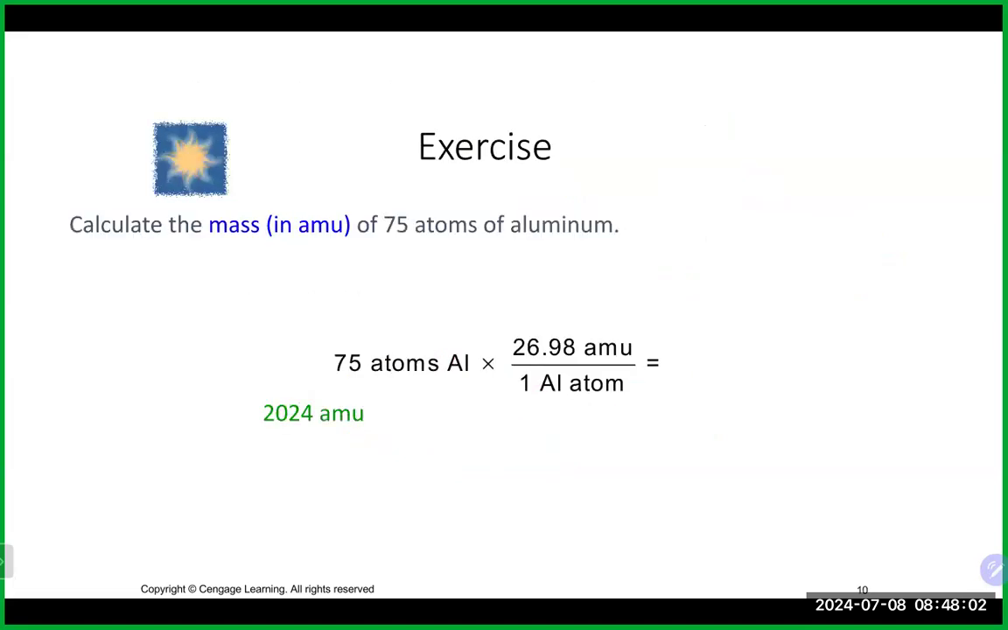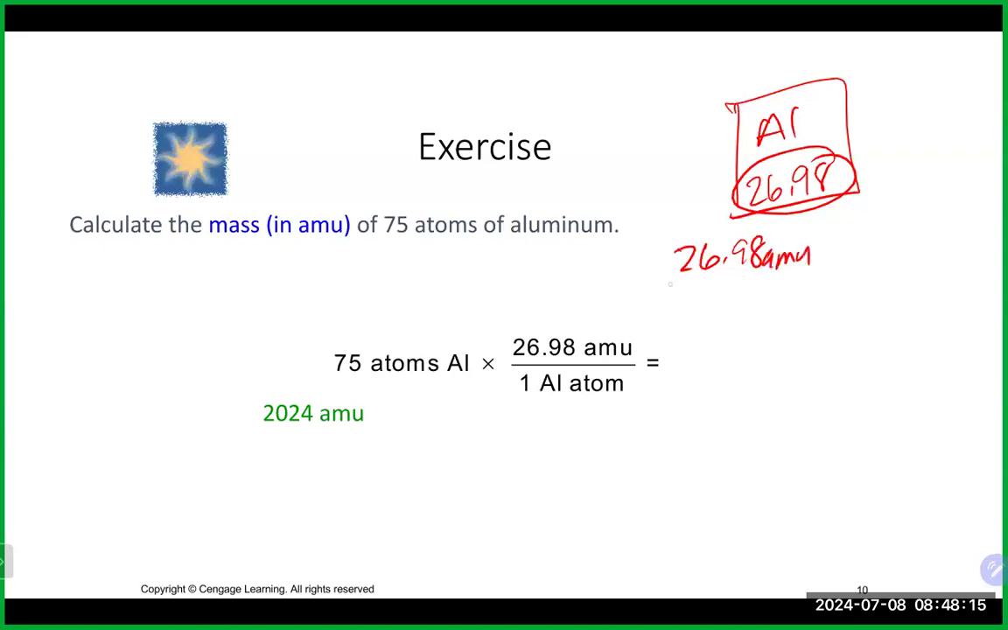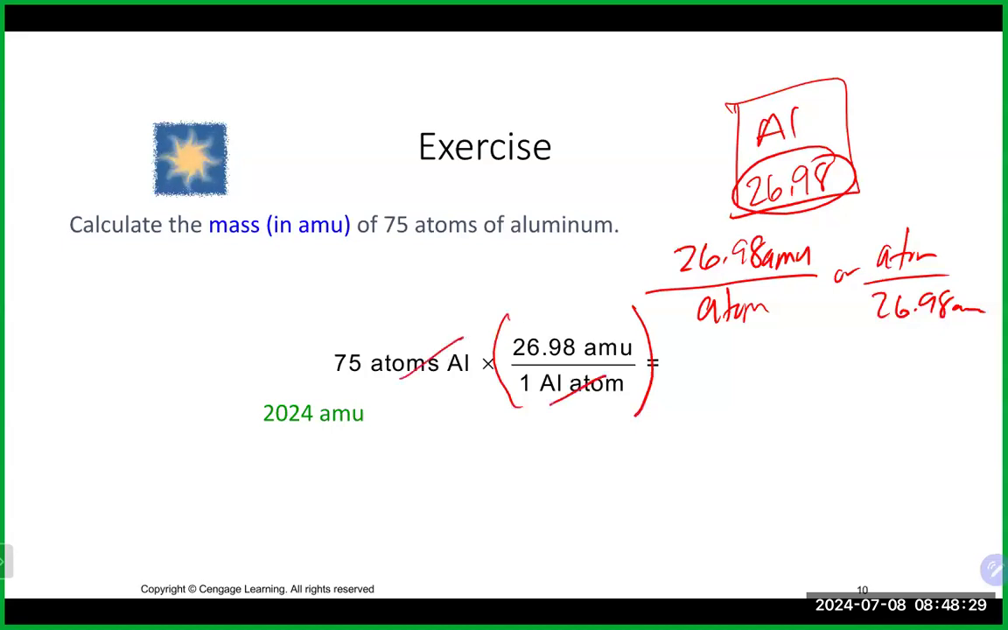If we look over here at aluminum, again, you'll see 26.98, which once again gives us our two conversion factors here. And here we're starting with 75 aluminum atoms. So once again here, we will use that so that the atoms cancel. We're going to multiply what's on top, and that'll get us 2024 AMU in terms of the mass of those guys.